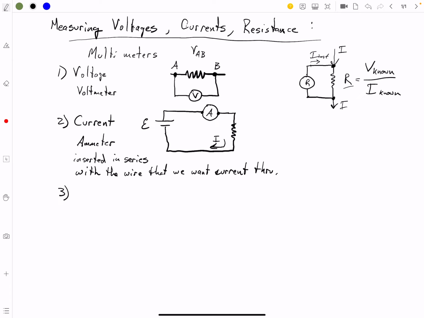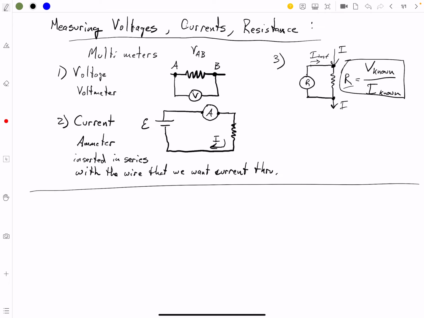So that's how the digital multimeter will measure your resistance. So I'm just going to scrub 3, put 3 over here. Okay, that's how it works. V equals IR, and you're done with that.